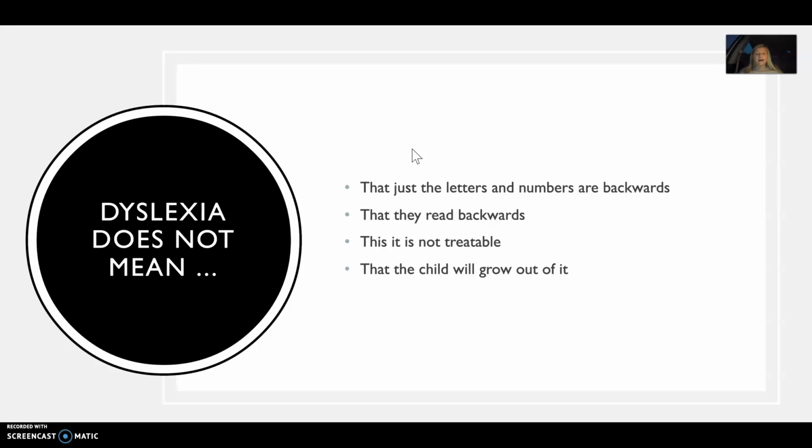What dyslexia does not mean. This does not mean that their letters and numbers are backwards. That's whenever I first started reading about this, that's the only thing that I really thought of whenever dyslexia was brought to my attention. It does not mean that they read backwards. Dyslexia is treatable. And lastly, the child won't grow out of it. They have to be treated for this.